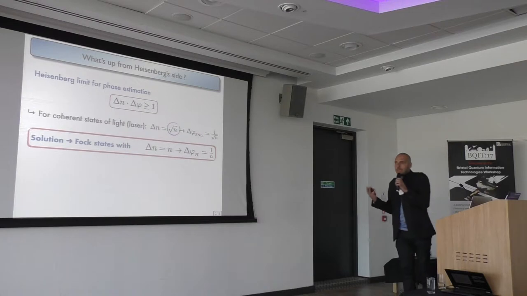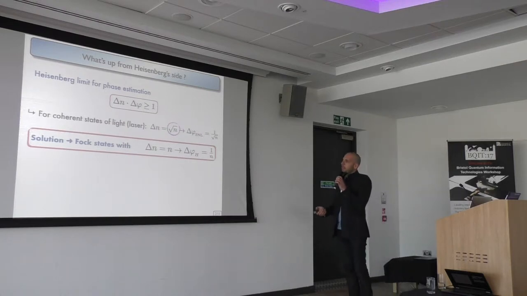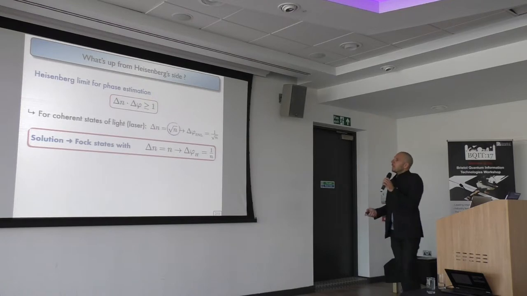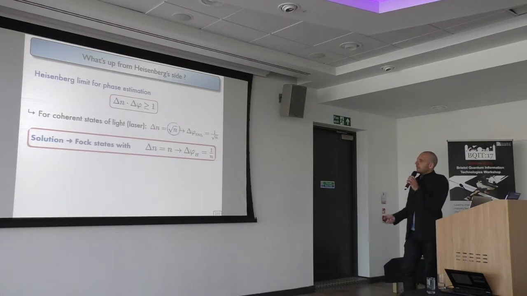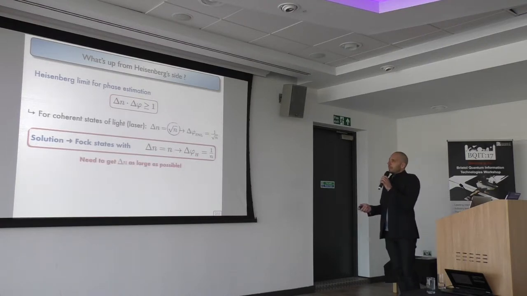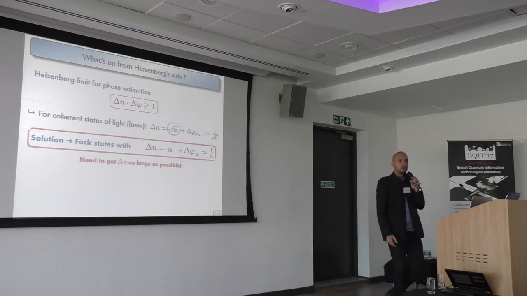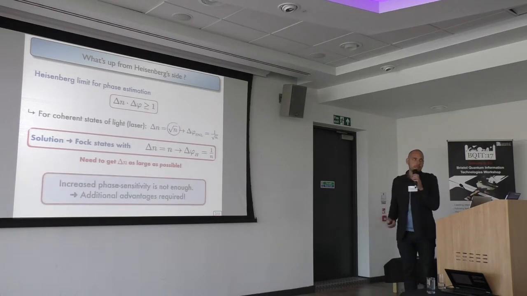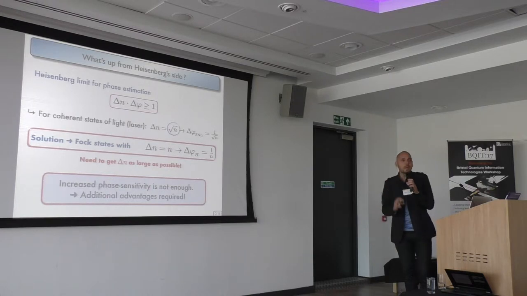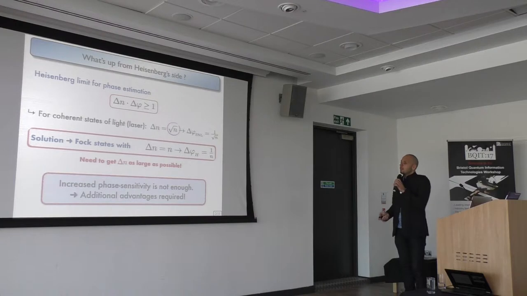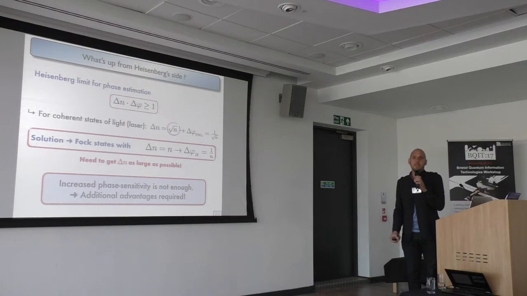So the solution intuitively would be to use Fock states of light or NOON states or whatever you want, for having a delta n which would be equal to n and a better phase estimation on its uncertainty. The problem is that you have to have n and therefore delta n as large as possible, and this is the tricky part of the question. So a quantum state can for sure answer these questions, but if you go to a small number of photons involved in your quantum system, for sure you have to find additional advantages for having better estimations and better results. And this is what I will try to show you today.